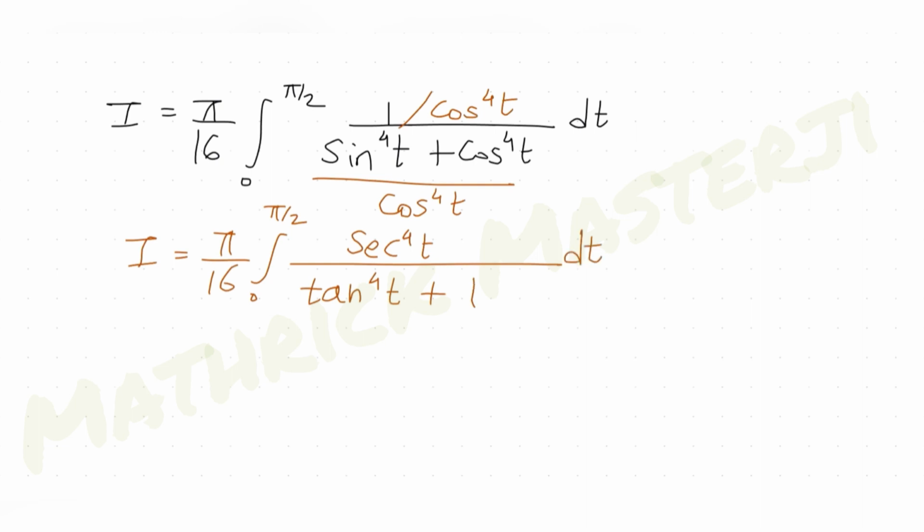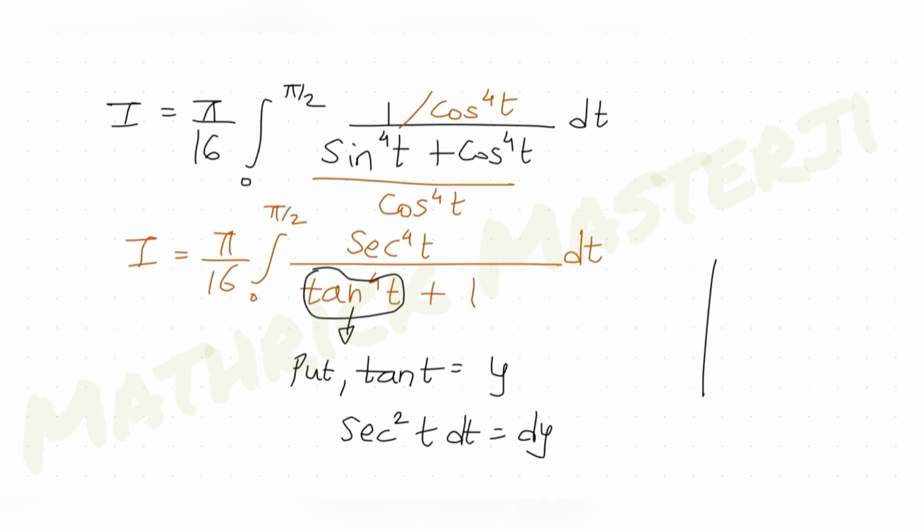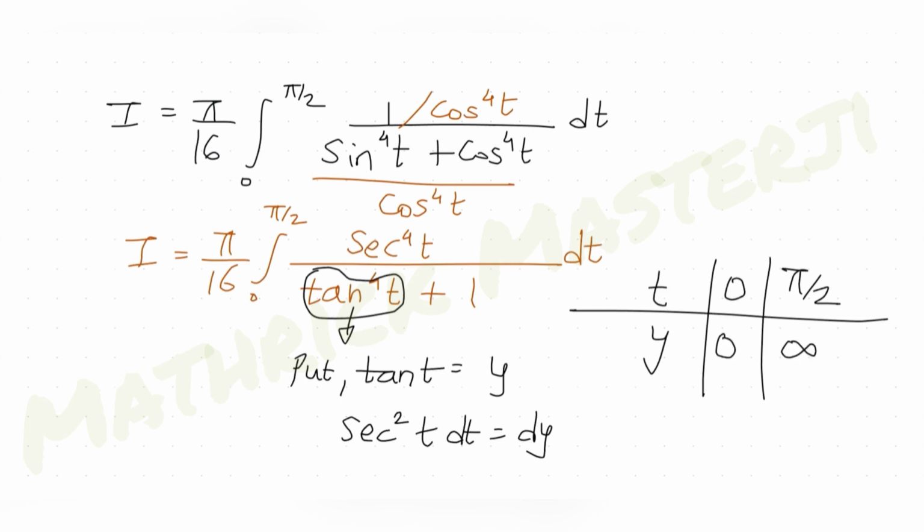Now, let's substitute tan t as y. So once I substitute tan t as y, I know sec square t dt is equal to dy. Now, once I have that, the t limits go from 0 to pi over 2. So tan 0 is 0, and tan pi over 2 is infinity. So your limits change from 0 to infinity. So I equals, not 1 over 16, I think it was pi over 16, right? Yeah. So pi over 16, 0 to infinity, and your expression now.